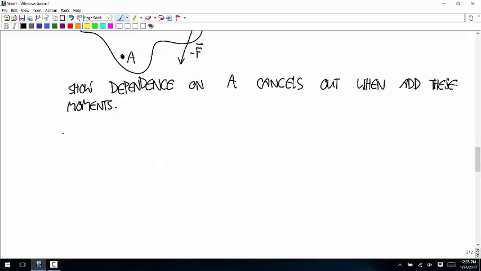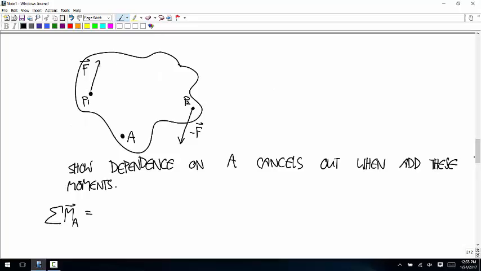All right, so the sum of the moments about A is equal to the moment produced by F about A plus the moment produced by negative F about A. The moment produced by F is its row vector crossed with the force vector. How would we represent the row vector for this force? What's the definition of that row vector?